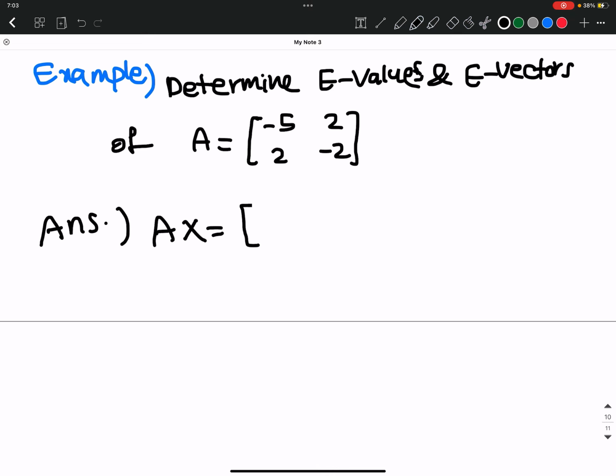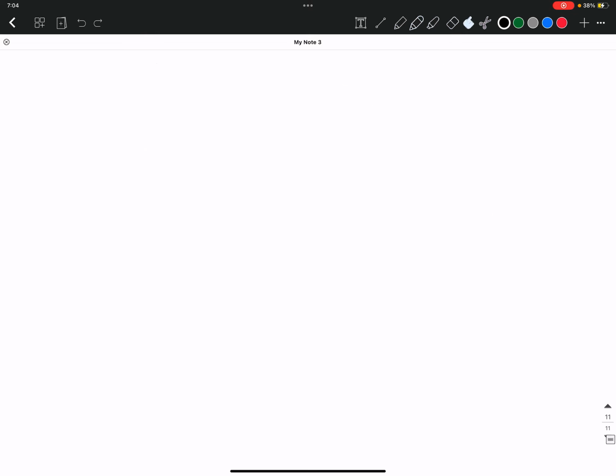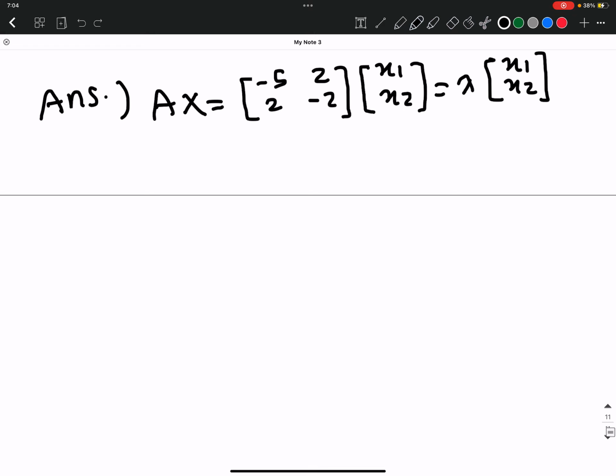We have the matrix [-5, 2; 2, -2] times a vector x, which I don't know what it is, (x1, x2), equals lambda times (x1, x2). So this is a very simple definition of my problem. I want to find these lambdas and the corresponding x1 and x2 for each lambda, okay? Let's continue. This is a simple two equations, right?